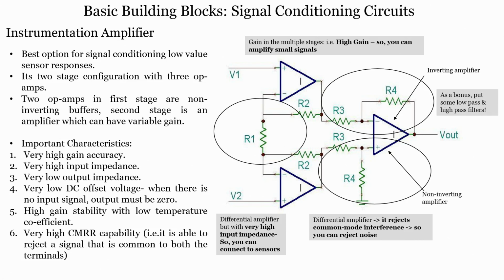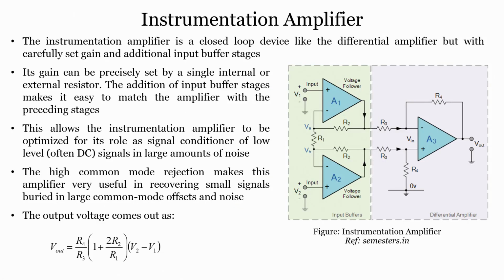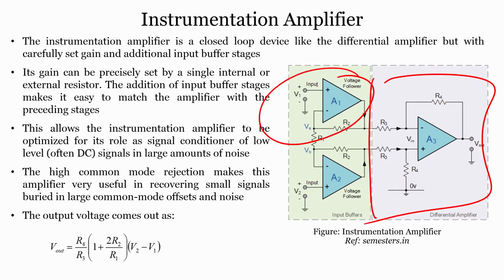Continuing with this particular amplifier, the instrumentation amplifier is a closed loop device like the differential amplifier, but with a carefully set gain and additional input buffer stages. If you see this one, it is a differential amplifier. What is the difference here? You have the buffers at the input, and you also have the carefully set gain.